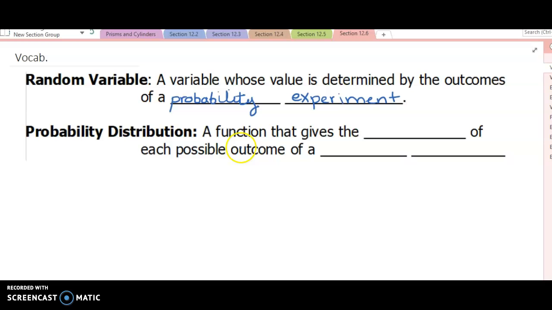All right, a probability distribution is a function that gives the probability of each possible outcome of a probability experiment. I can't spell probability. Missed a T there.